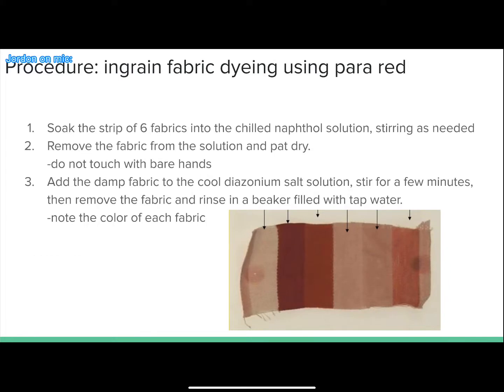Step 1. Soak the strip of fabric into a chilled naphthol solution, stirring as needed. Step 2. Remove the fabric from the solution and pat dry. Step 3. Add the dampened fabric to the cool diazonium salt solution. Stir for a few minutes, then remove the fabric and rinse in a beaker filled with tap water.